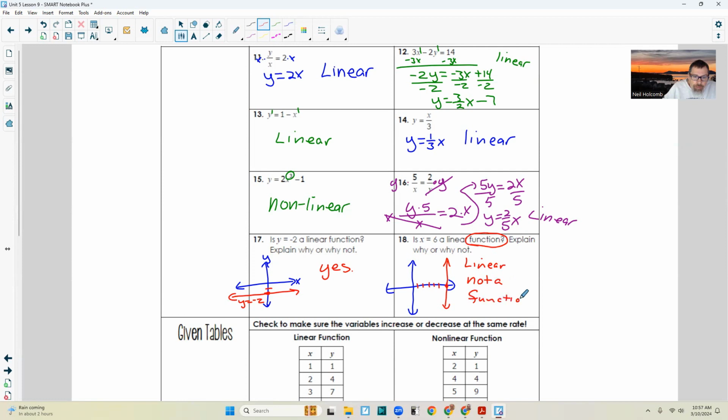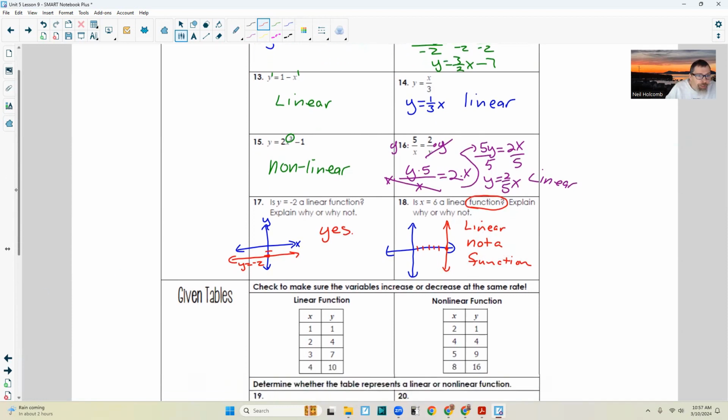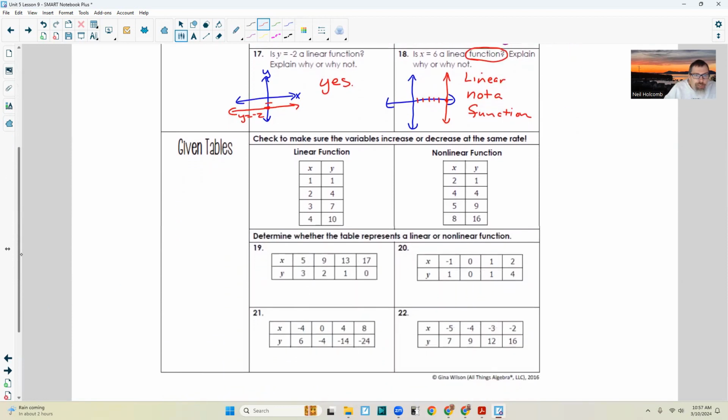It is a straight line, but it's not a linear function. It's a linear relation. How's that? Took me a second to think of that word. It's a linear relation. There are a set of ordered pairs, but it is not a function.